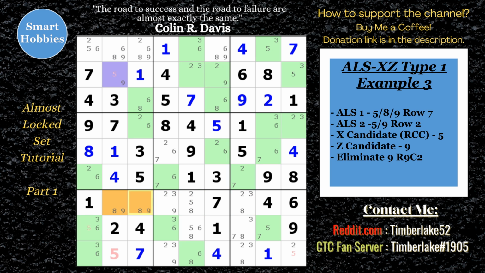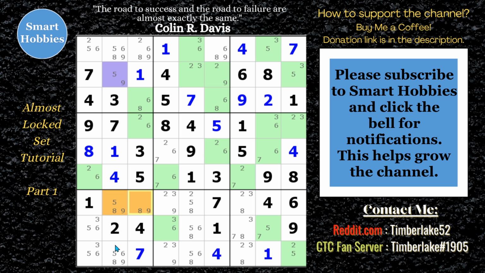Now, there's a time when you can use the restricted common candidate to make the limit. If the restricted common candidate would be within this block, then you can eliminate the other 5s within the block. It's not the case for this puzzle, but I'll cover that in a later video. In this case, since they're in different blocks, you can't eliminate the 5, but you can eliminate the 9, the common candidate.